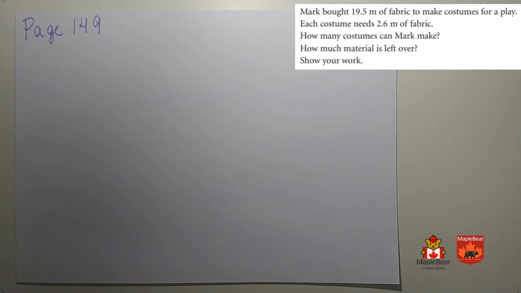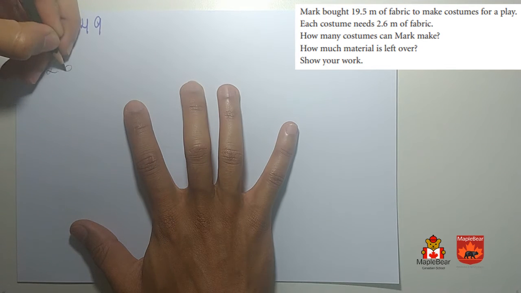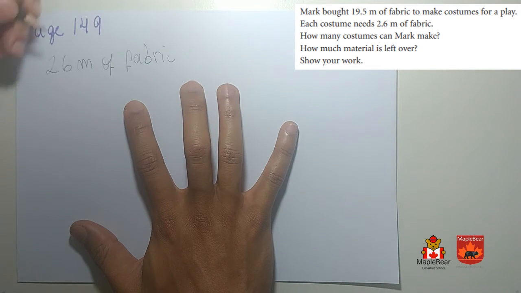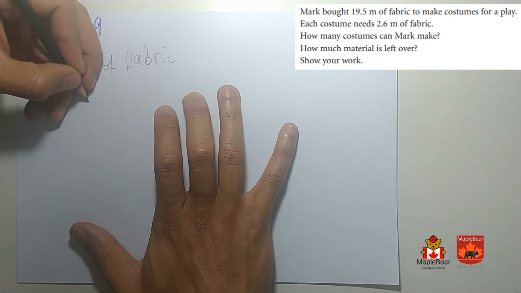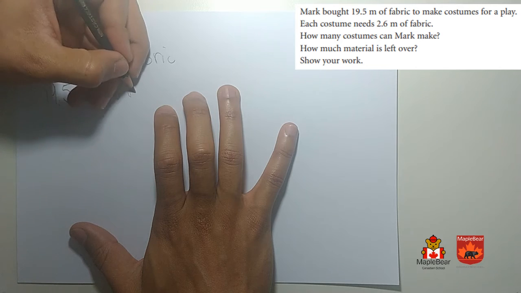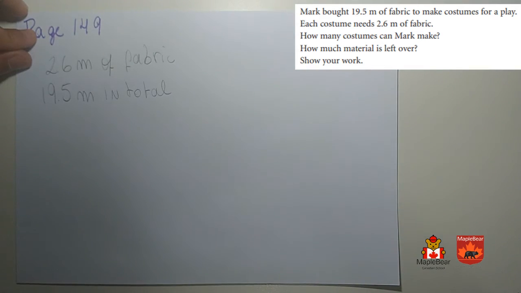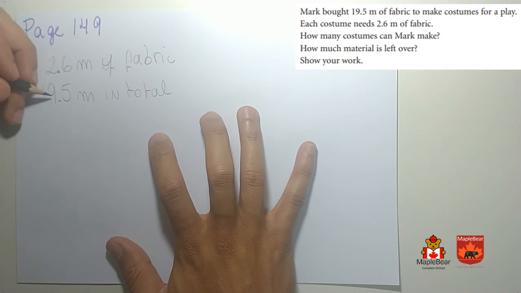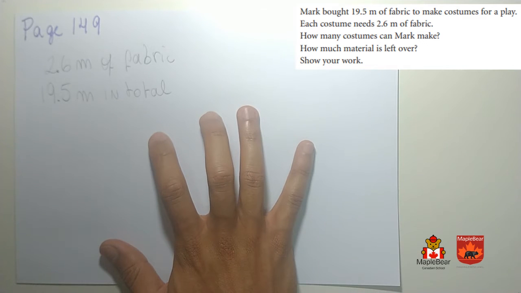If I'm asking how many costumes Mark can make, I know that every costume is going to use 2.6 meters of fabric, right? And I know that he bought 19.5 meters in total, correct? So what is my question here? I'm asking how many times the 2.6 fits inside the 19.5. So how can I figure out this question?